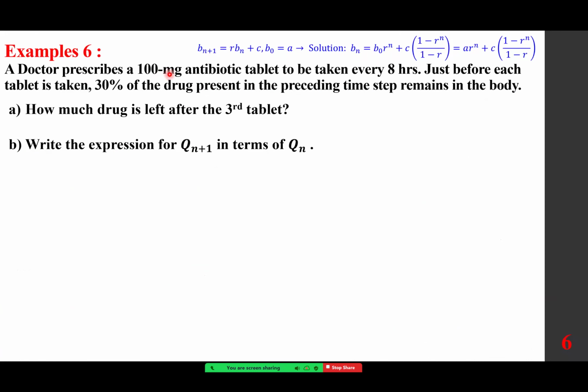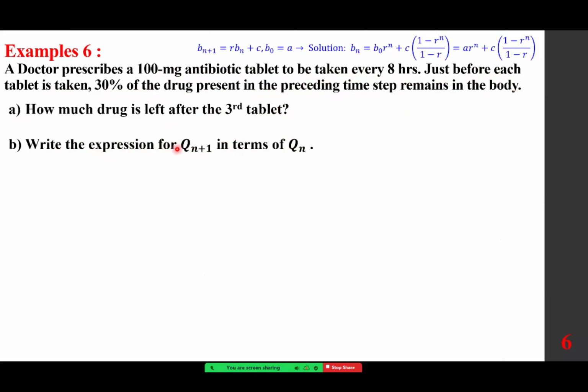A doctor prescribes 100 milligram of antibiotic tablet to be taken every 8 hours. Just before each tablet is taken, 30% of the drug present in the preceding time step remains in the body. How much drug is left after the third tablet? Write the expression for Q sub n plus 1 in terms of Q sub n.